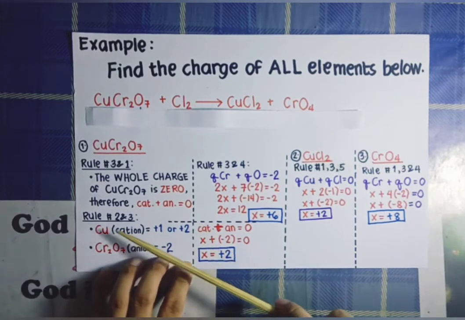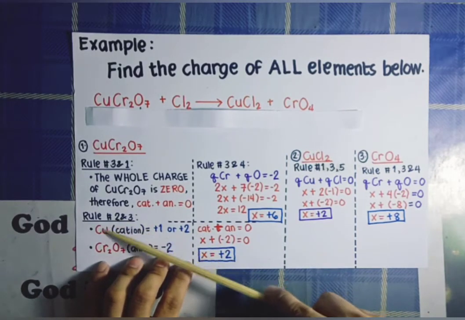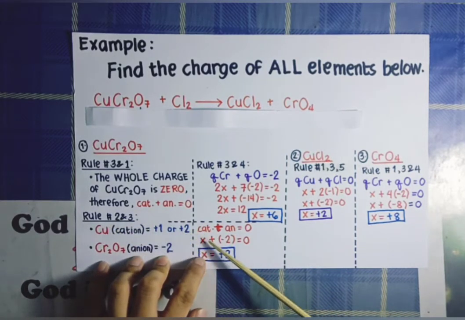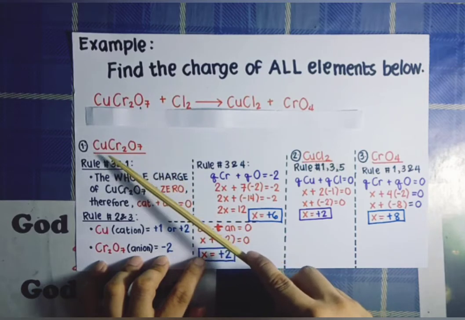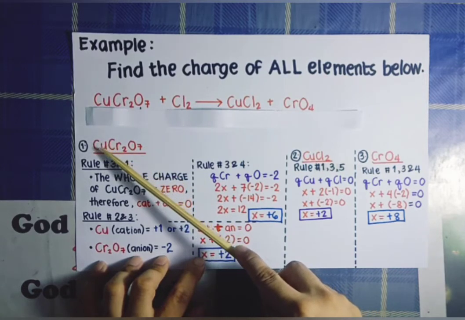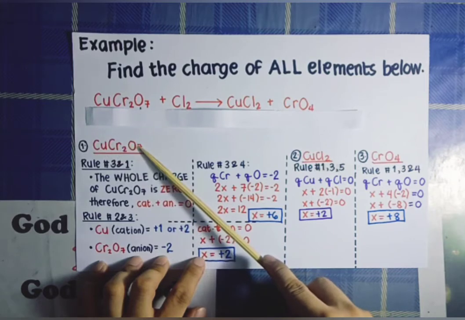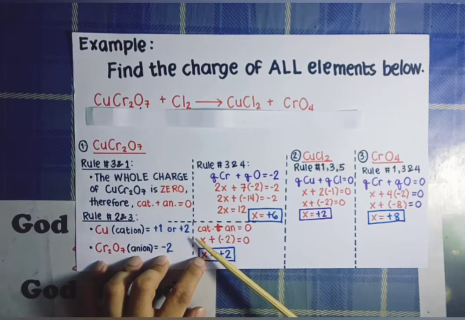Now, since the charge of copper here is unknown, we can represent it with X. Now, how many copper do we have here? Obviously, we only have 1 copper, CuCr2O7. But if, for example, we have 2 copper, Cu2Cr2O7, then this is not just X, but we are going to write 2X. If this is 3, then that's 3X. If that is 4, then that's 4X.